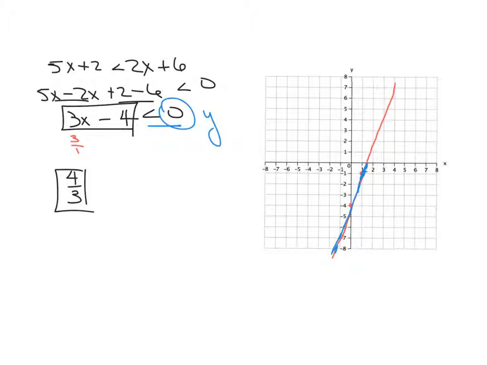And if we want to write it in inequality form, it would look like that. X has to be below this 4/3. We could write it as negative infinity to 4/3 and put the rounded parenthesis, because there's no less than or equal sign there. And then we have the graph there on the right hand side.